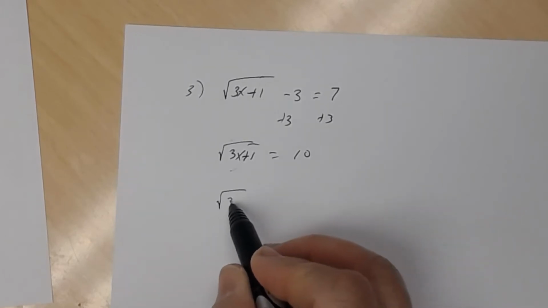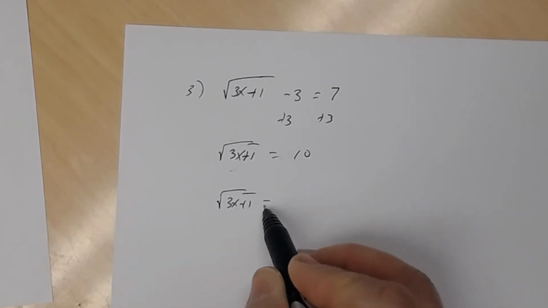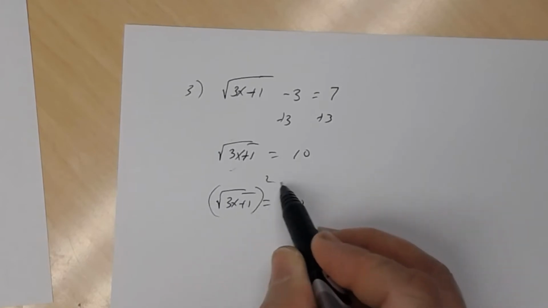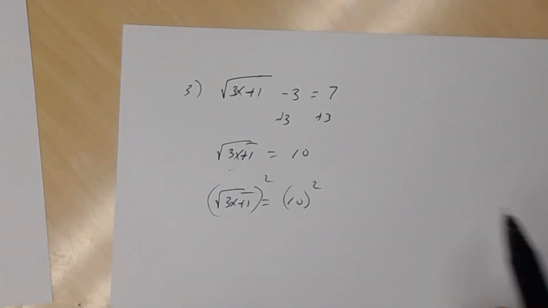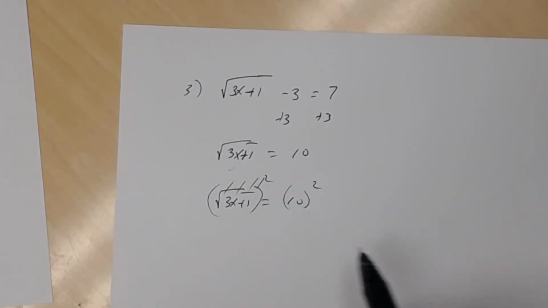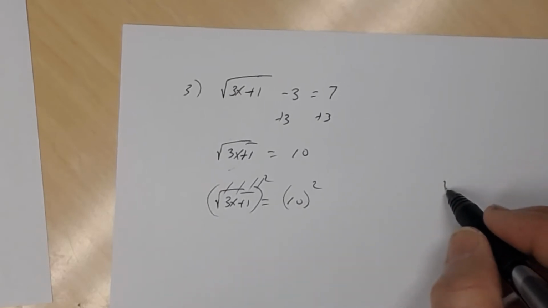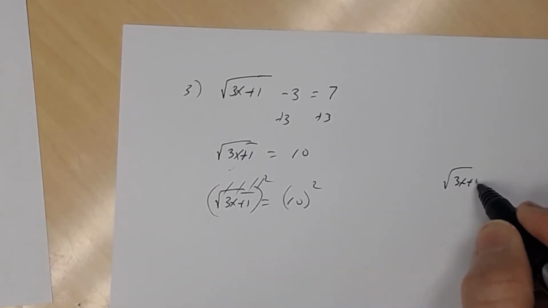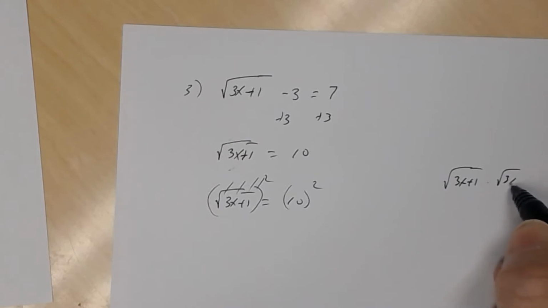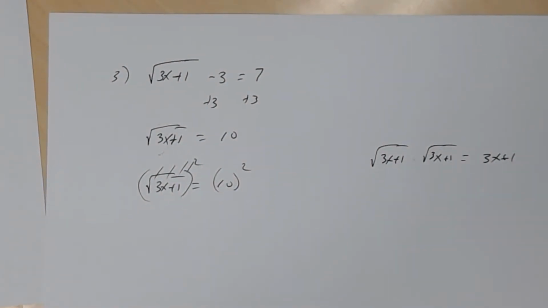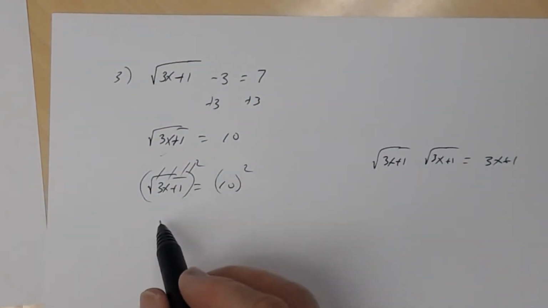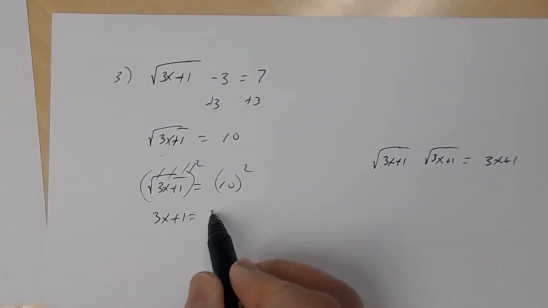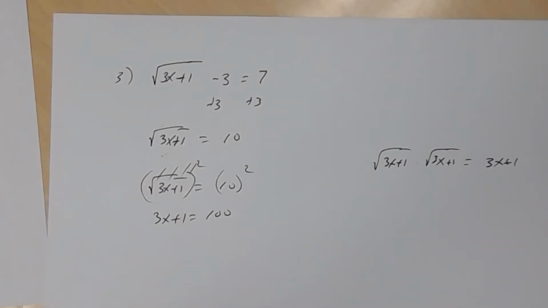So now I'm going to rewrite this, and I'm going to square both sides. So I get 3x plus 1, equal to 10, squared on both sides. And so the square and the square root undo each other. So basically, if you said the square root of 3x plus 1 times the square root of 3x plus 1, then that's just going to be 3x plus 1. And so you get 3x plus 1 equal 100.